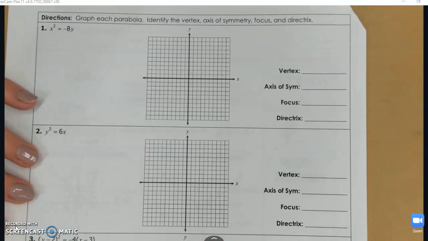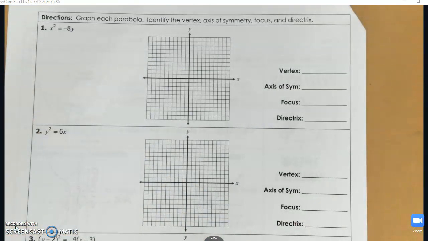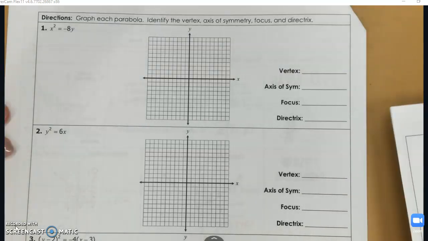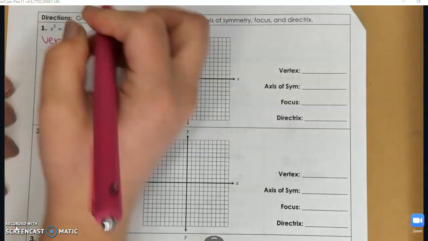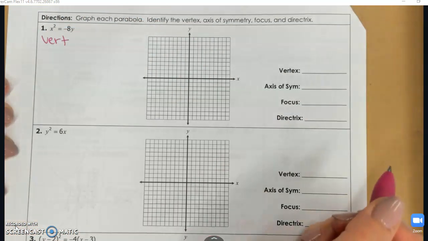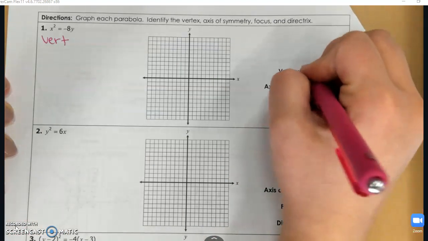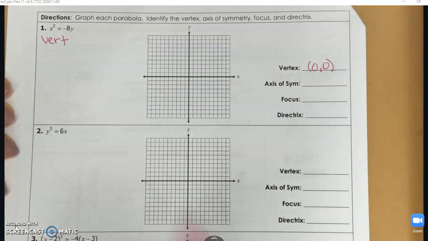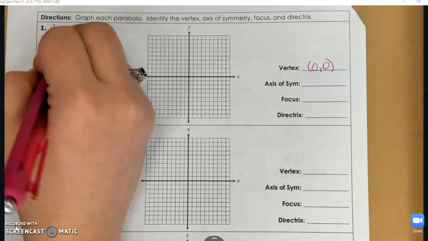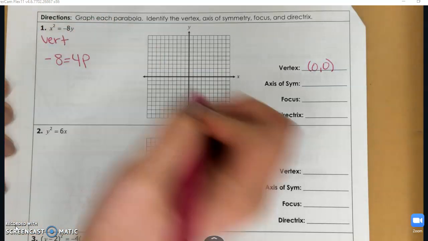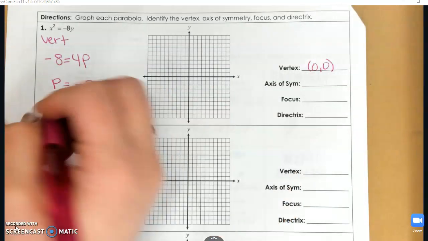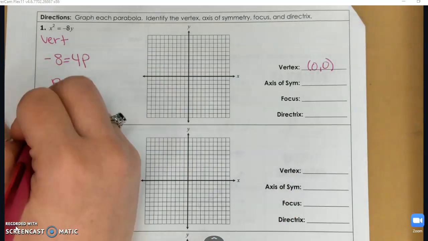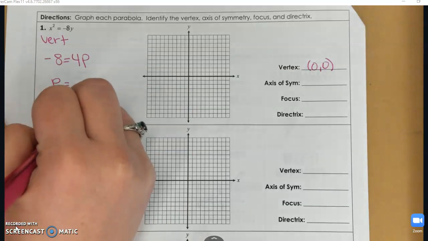So starting here with number 1, the first thing I want to determine is this a vertical or horizontal parabola? And because I have x squared, that makes this a vertical parabola. And my vertex is at (0, 0) because I have nothing being added or subtracted to my x or my y, so that makes that pretty easy. Now this negative 8 is what is equal to 4p, which tells me that p equals negative 2. Now, because P is negative, that means that this parabola is going to be opening downward.